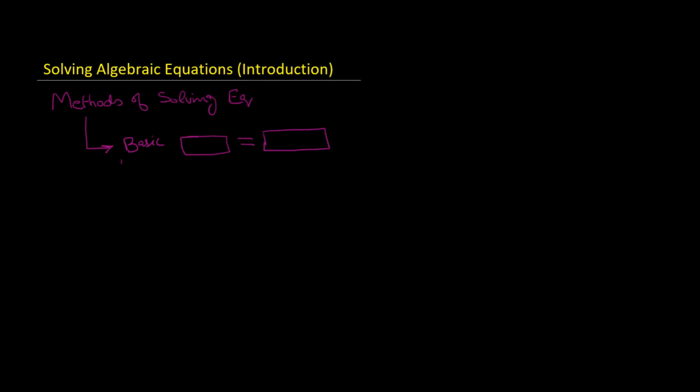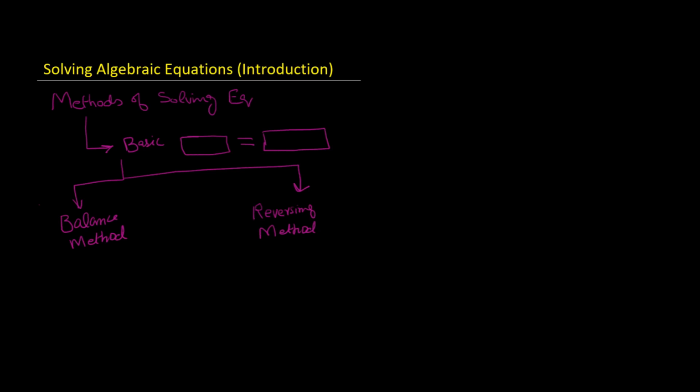These two methods are the two ways of solving any algebraic equations. So the first is called the balance method, and the second is called the reversing method.